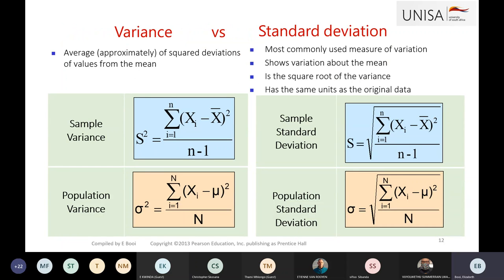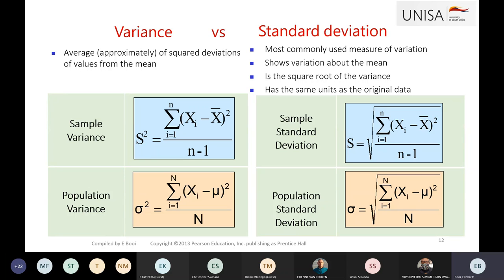Standard deviation and variance. The sample variance, which is the statistic we use, S squared, is equal to the sum of your observations minus the mean, squared, divided by n minus 1. The population variance, which is your parameter, we use sigma squared, which is the sum of your observations minus your mean, squared, divided by n. You will get the formulas in the exam, like you said.